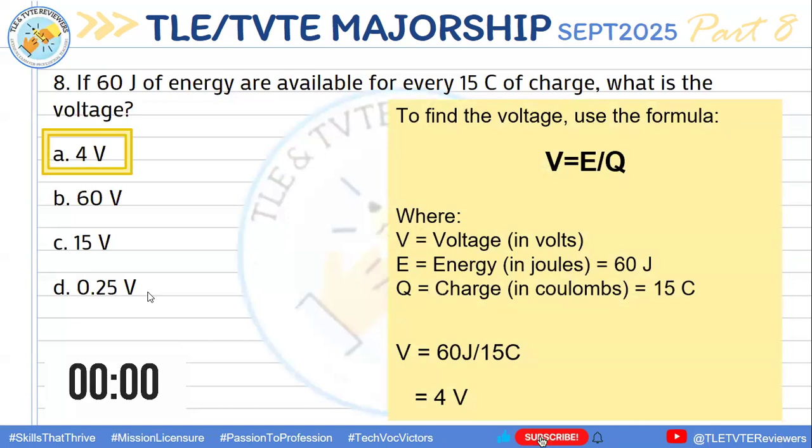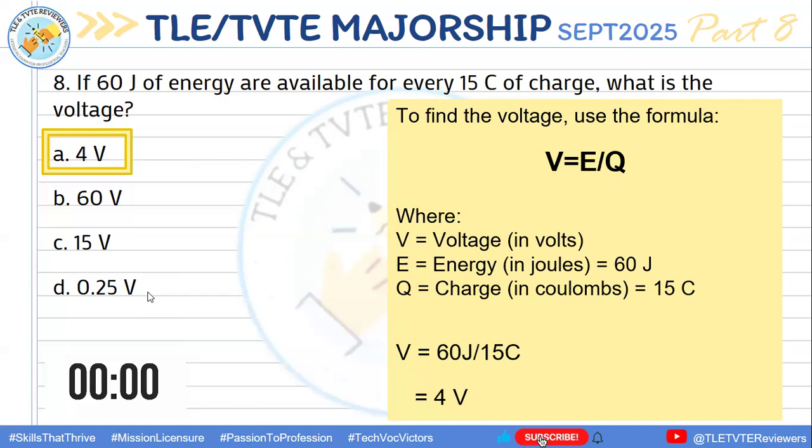To find the voltage, use the formula V equals E over Q, where V is voltage in volts, E is energy in joules, and Q is charge in coulombs. So let's substitute a value for E, that's 60 joules, and a value for Q, that's 15 coulombs. So substituting, V equals 60 divided by 15, that's 4 volts, which is letter A.